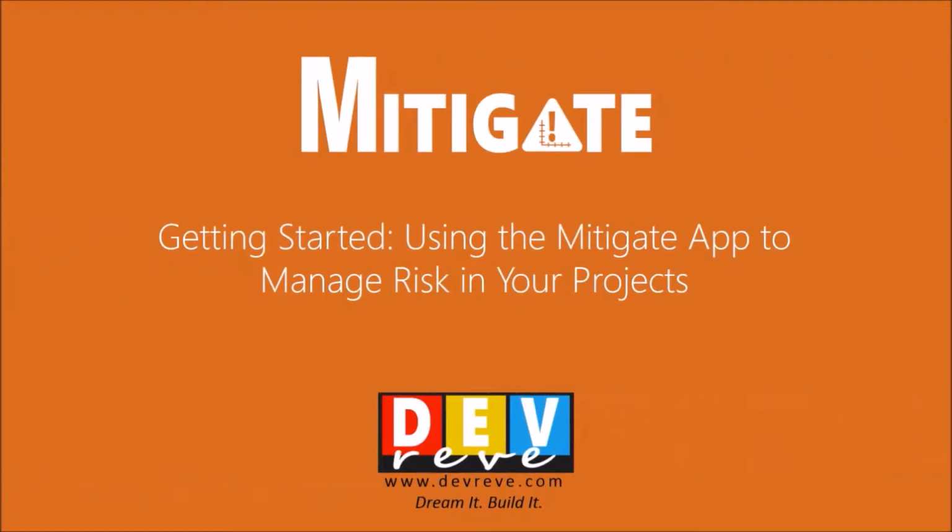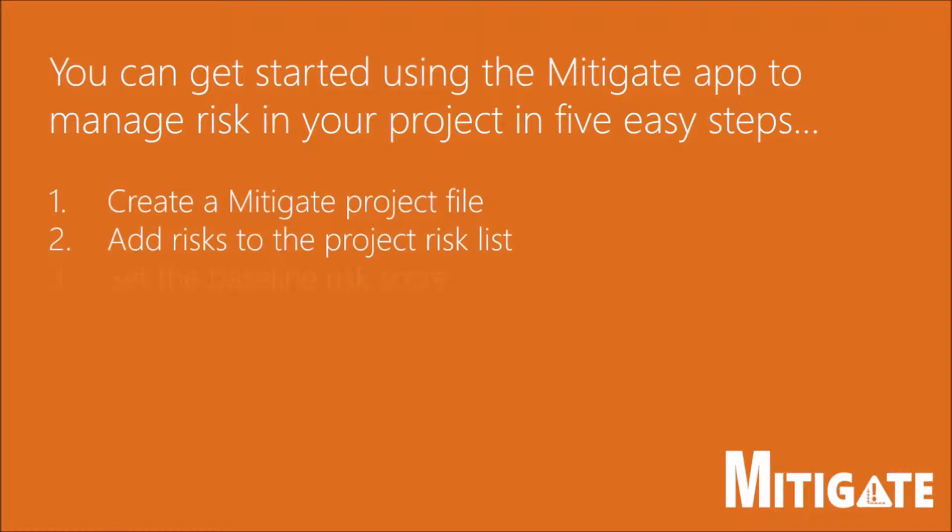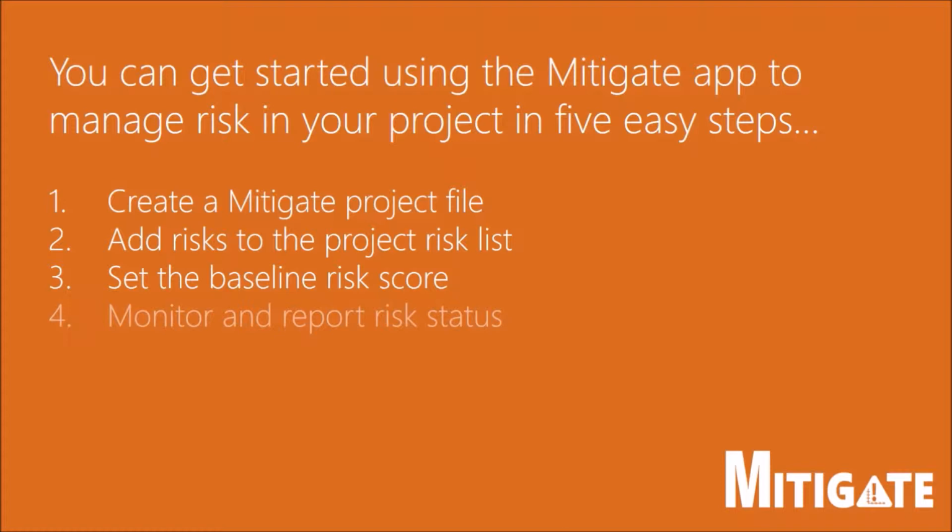Get started using the Mitigate app to mitigate risk in your project in 5 easy steps. Step number 1, create a Mitigate project file. Step number 2, add risks to the project risk list. 3, set the baseline risk score. 4, monitor and report risk status. 5, adjust risks and re-baseline as required.